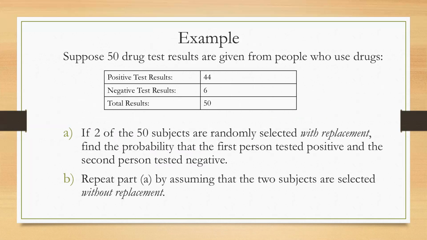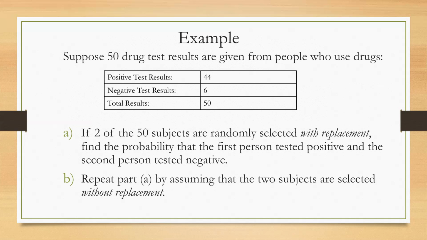So suppose we have 50 drug test results given from people who use drugs. We have positive results and negative results, and they're all technically people who use drugs, so we have a couple of false negatives. If 2 of the 50 subjects are randomly selected with replacement, meaning you're putting them back into the pool so that you still have the same total you're pulling from, find the probability that the first person tested positive and the second person tested negative. That would just be 44 divided by 50 times 6 divided by 50. I'll show you that on the next slide.